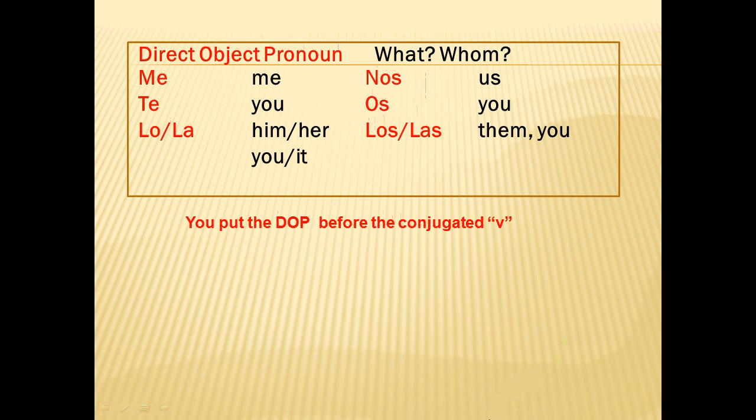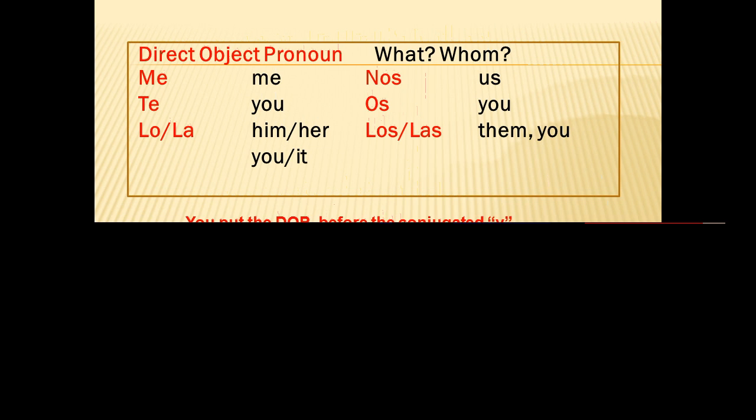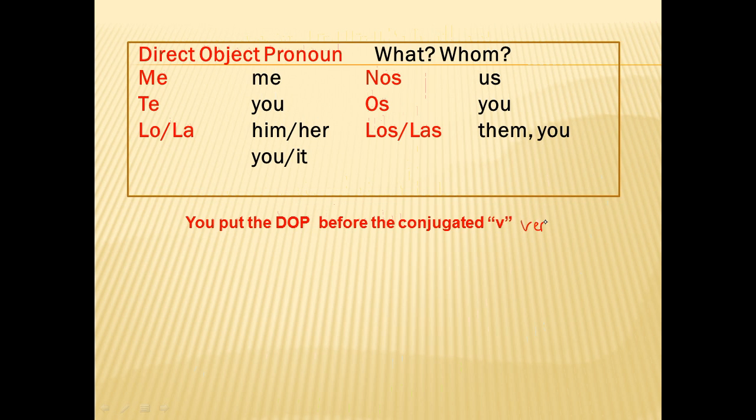You put the DOP before the conjugated V, which actually means you put the direct object pronoun before the conjugated verb. The V is verb. Sometimes it's a little easier. You put the DOP, conjugated V, okay, before the conjugated verb.